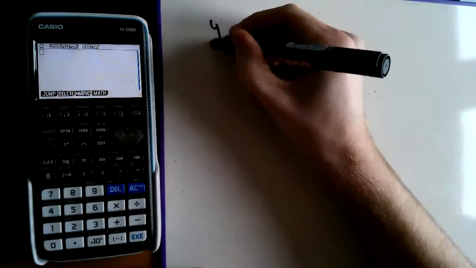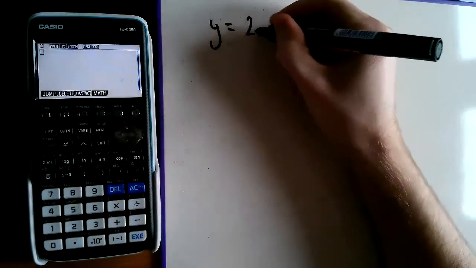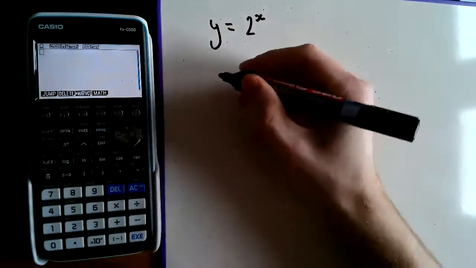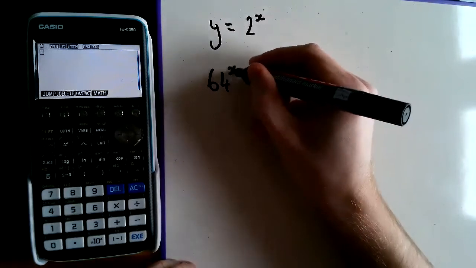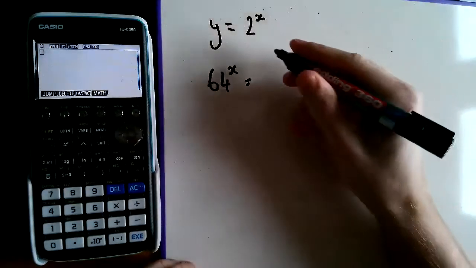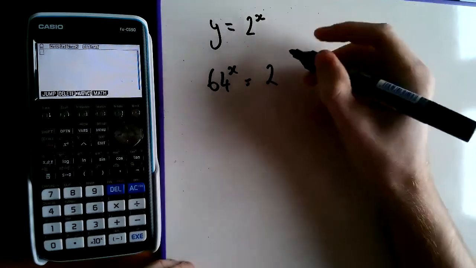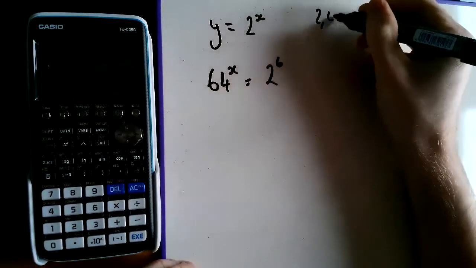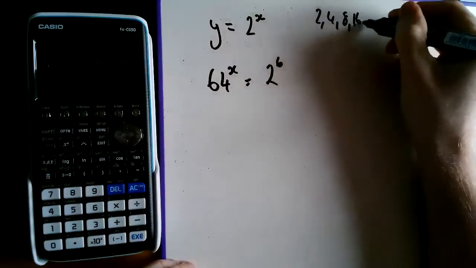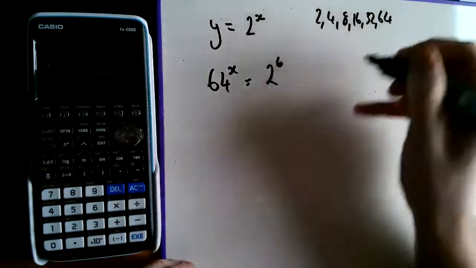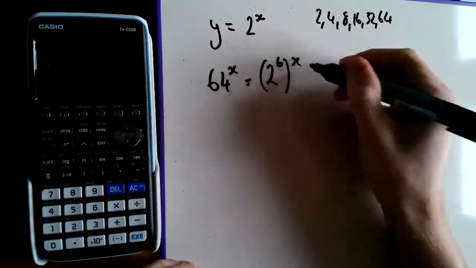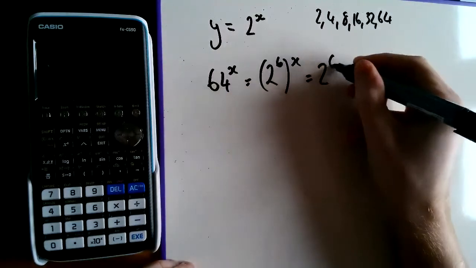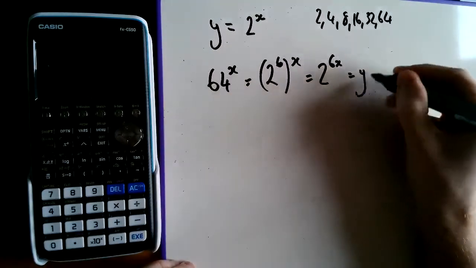Okay, next. We've got y is 2 to the x, and 64 to the x. Well, 64 we can write as 2 to the power of 6, because 2, 4, 8, 16, 32, 64. And that's to the power x, which is 2 to the power 6x, which is y to the power 6.